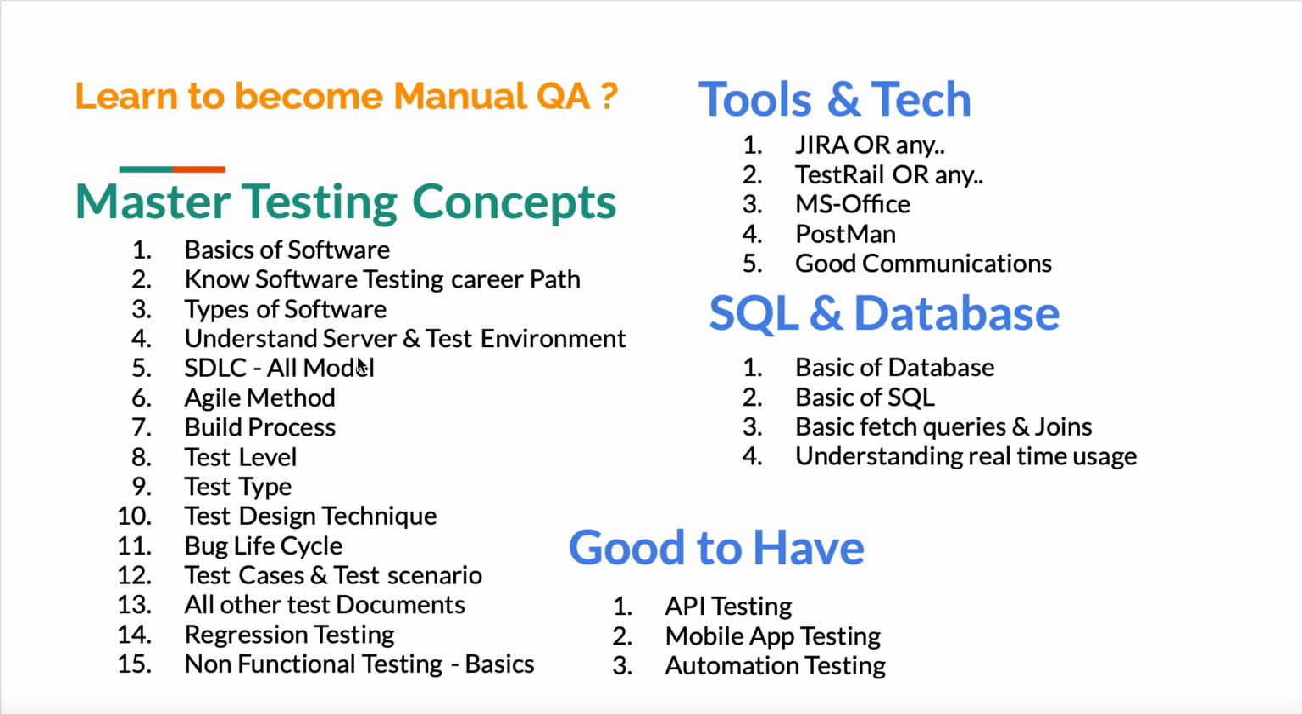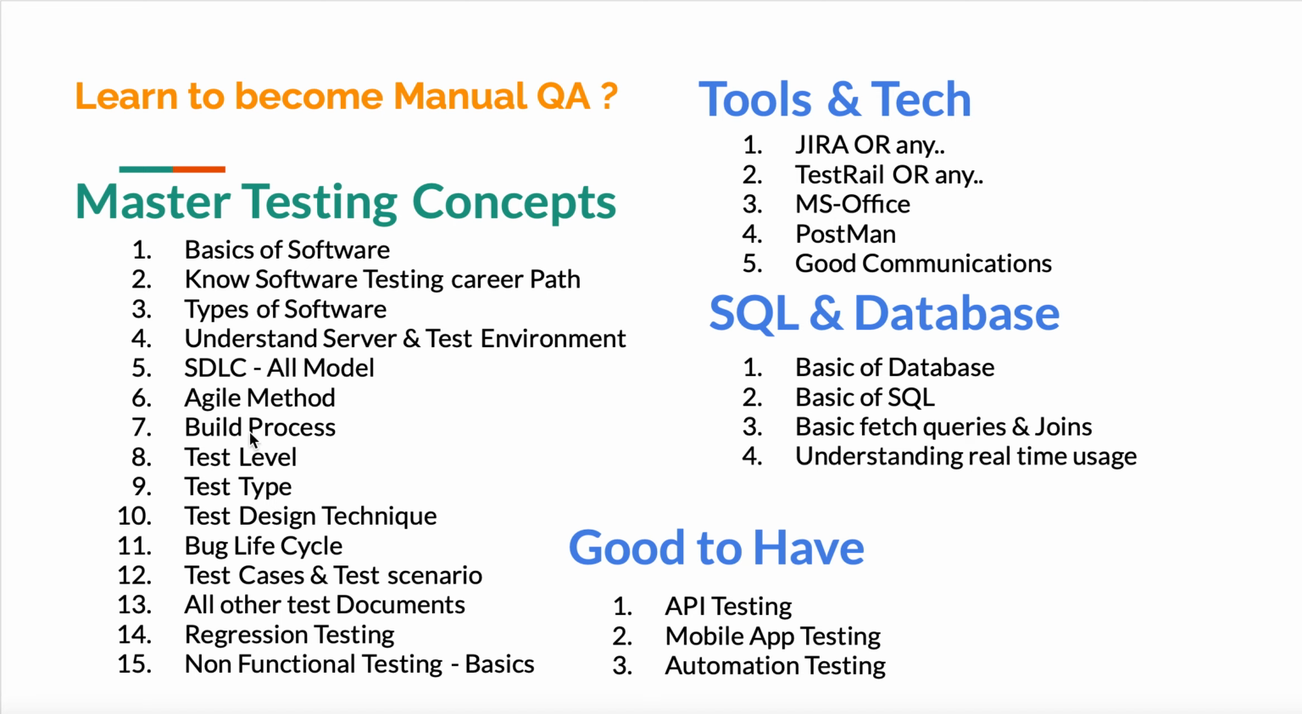Types of software you should know, understanding servers, test environment, then SDLC. I have talked about SDLC only. There are so many models in SDLC, like waterfall, spiral, hybrid, V-model. You need to learn everything so that the basics will be clear. Then the agile model, which is highly used in the IT industry these days. Then you should know the build process, how software is built and delivered to QA.